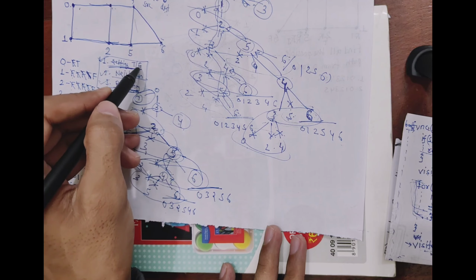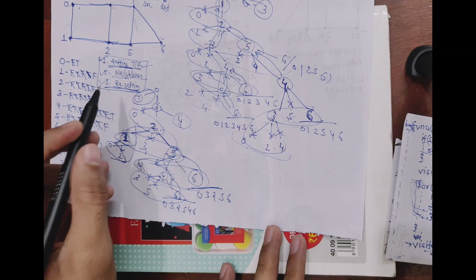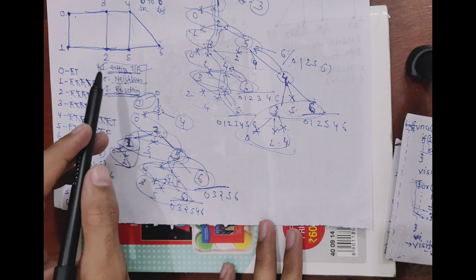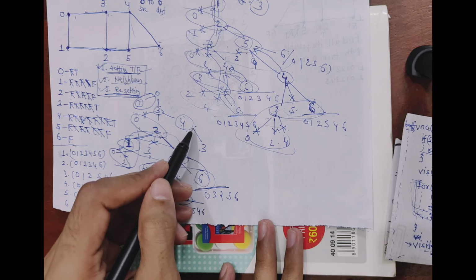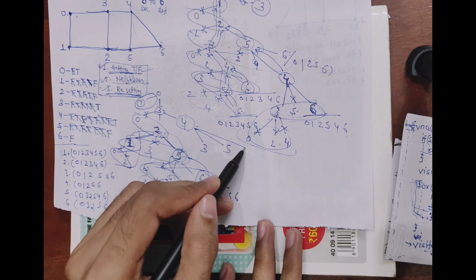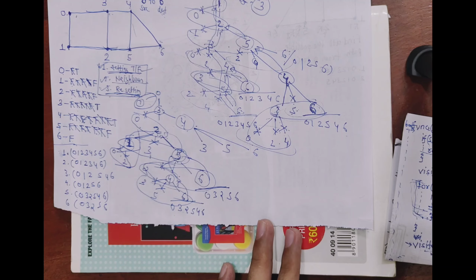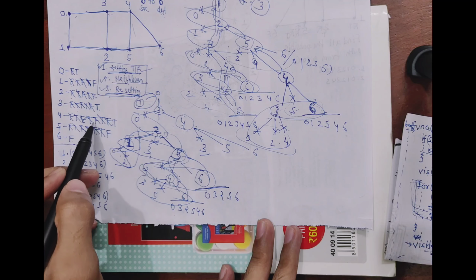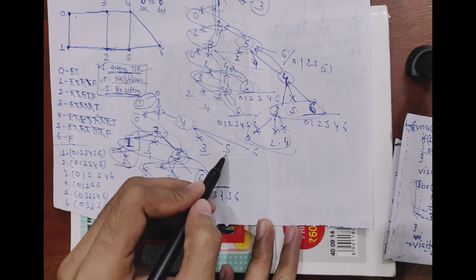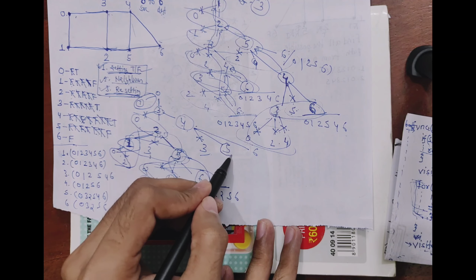Now we have to set it to true first. Then we have to check into its neighbors. So 4's neighbors are 3, 5 and 6, right? Now let's see which neighbor is false. 3 is true, we can't do anything. 5 is false, yeah, we can do a recursive call on 5.